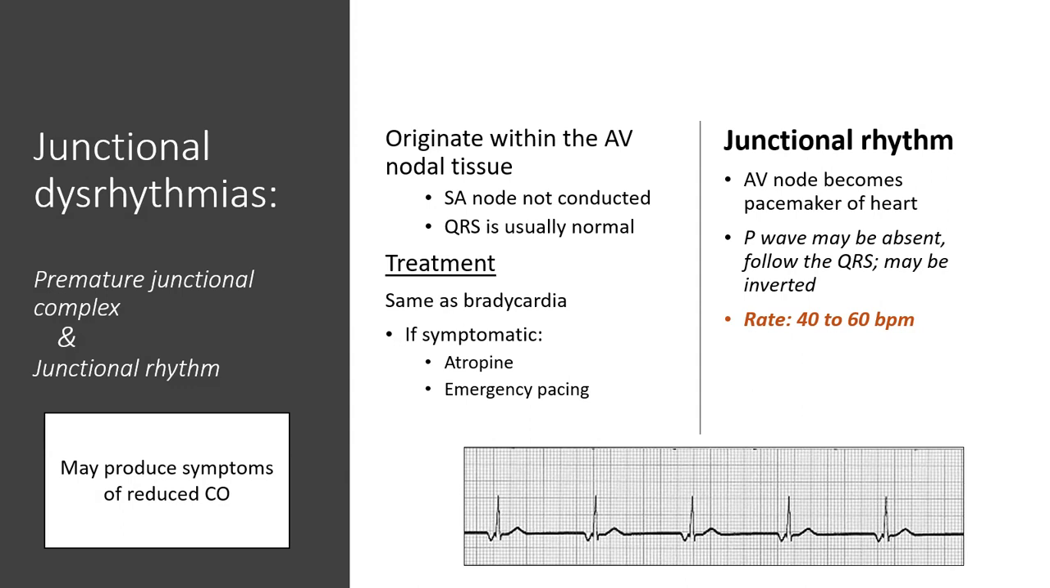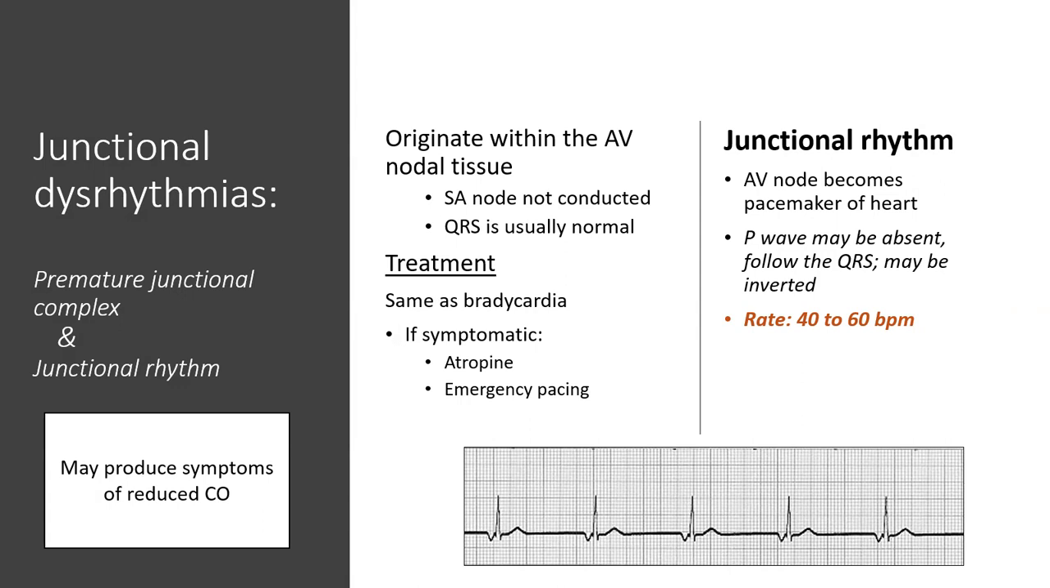So these junctional dysrhythmias originate within that AV node tissue. The SA node is not conducting, so basically we're skipping the pacemaker of the heart. QRS is usually normal. Treatment is usually the same as for bradycardia. If symptomatic, atropine, emergency pacing.